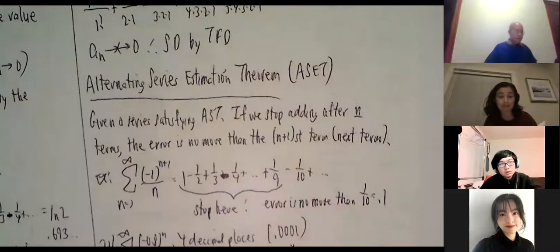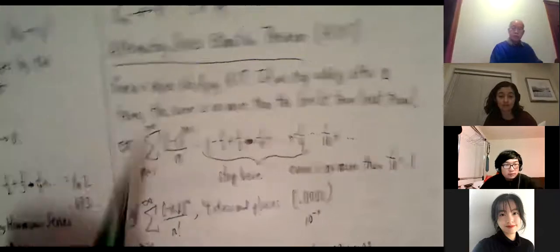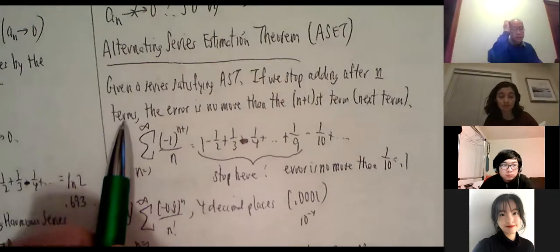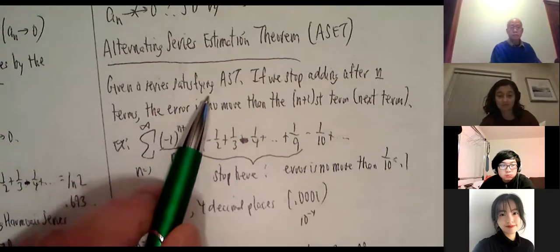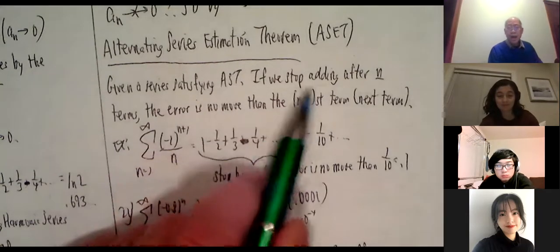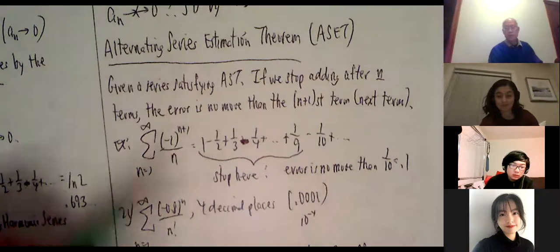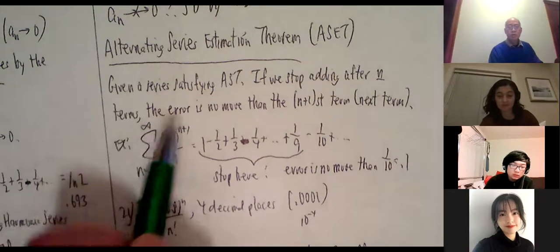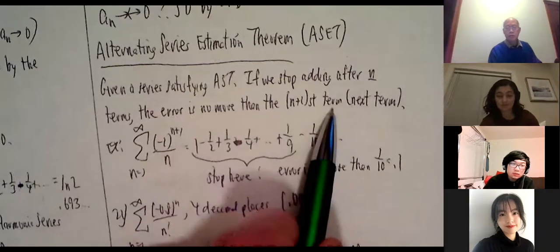So let me show you my version of it. Alternating series estimation theorem. Put it on the next cheat sheet if you wish. Given a series that satisfies the alternating series test, if we stop adding after n terms, since you don't feel like adding up infinitely many terms (I mean, physically you can't), the error is no more than the n plus first term, or the next term.